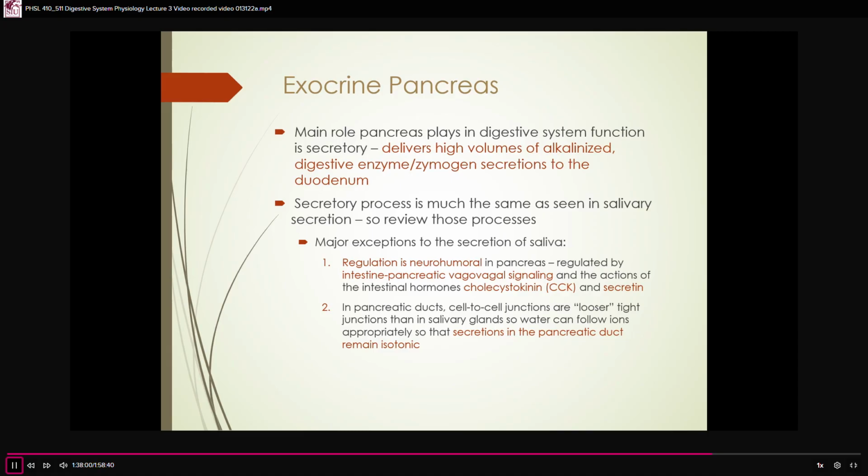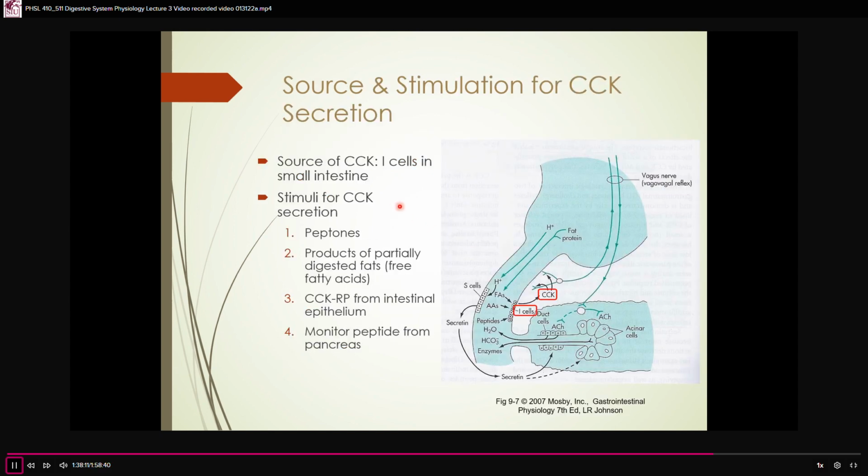That's going to give you the high volume, highly alkalinized fluid that will dilute out all those digestive enzymes and carry them effectively into the small intestine. CCK is going to be very, very important in regulating the exocrine pancreas and coordinating its activities with the small intestine. So what is it?